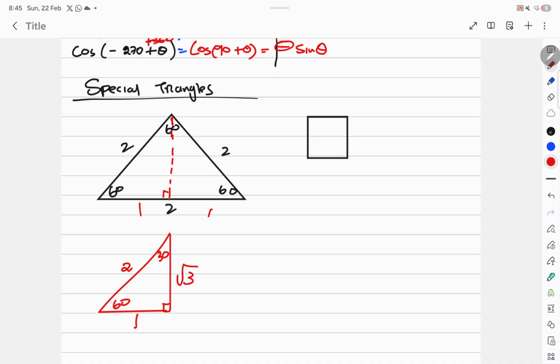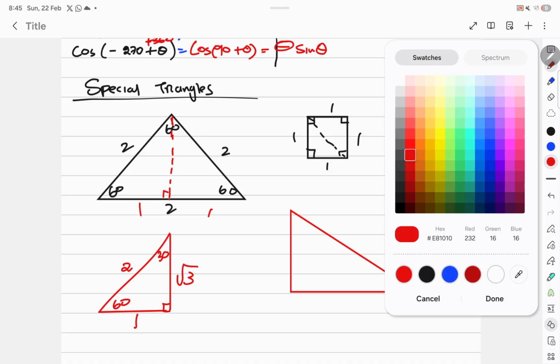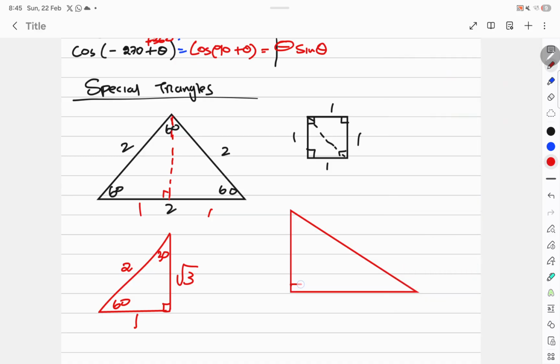And then here it was a square with all the 90s. Both sides each equals to 1. So we cut it into half as well. And then this is what we got at the end. And then this was 1, 1. Then 45, 45. You use Pythagoras. You solve that, you get the root of 2.